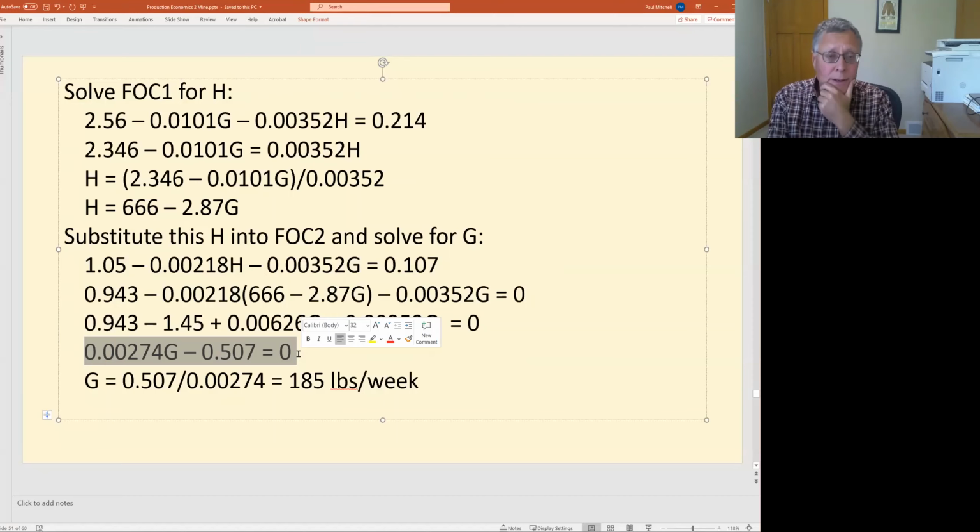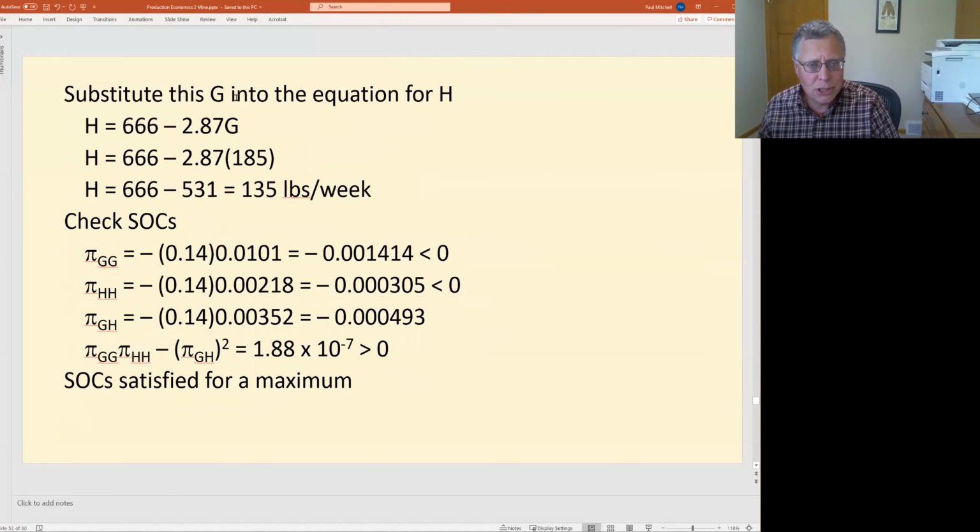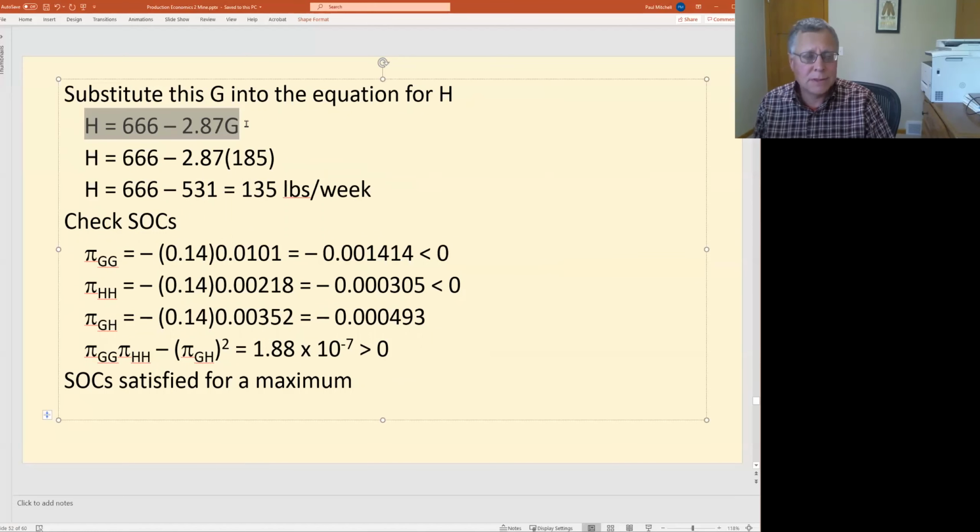A lot of math. But this is a much more realistic production function. It's from a real scientific experiment done in the late 70s, early 80s. So 185 pounds of grain. Now you take that G, go back to the other production function or the other equation. H was equal to 666 minus 28.87G. Put the 185 in there, and you get 135 pounds of hay.